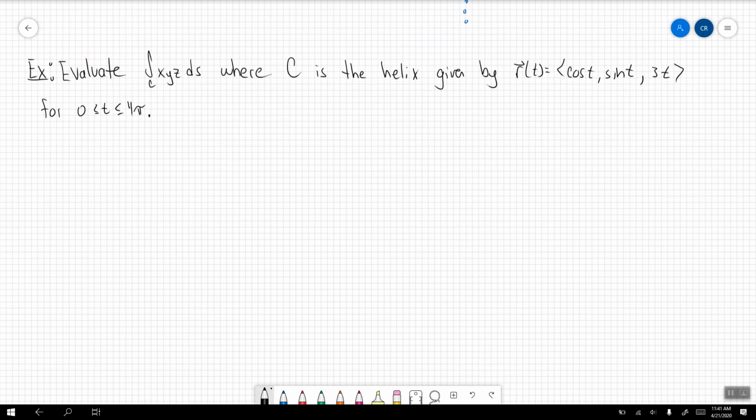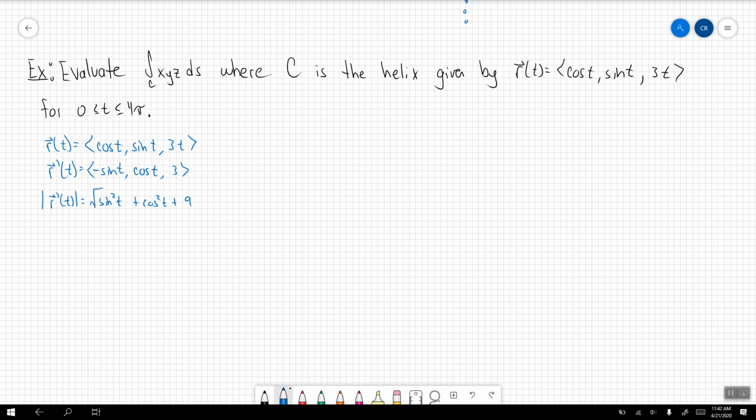Alright, now this type of problem is kind of great because they actually give us the parametrization. We don't need to go through the parametrization techniques in this particular example. All we need to do is figure out what the derivative of the position is. It's going to be negative sine t, cosine t, and 3. Then we need to find its magnitude. Alright, the magnitude is going to be the square root of sine squared t plus cosine squared t plus 9, which is 1 plus 9, so it's going to be the square root of 10. There we are.